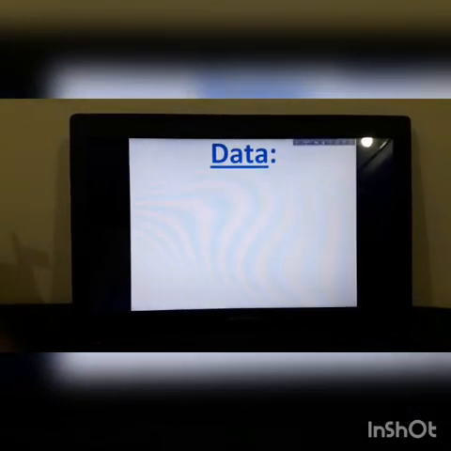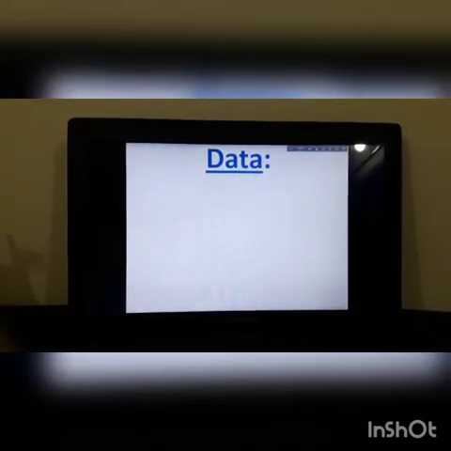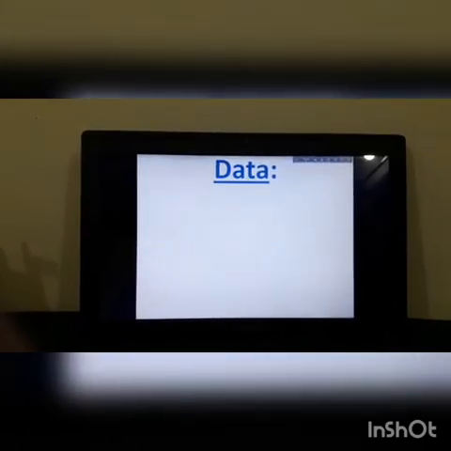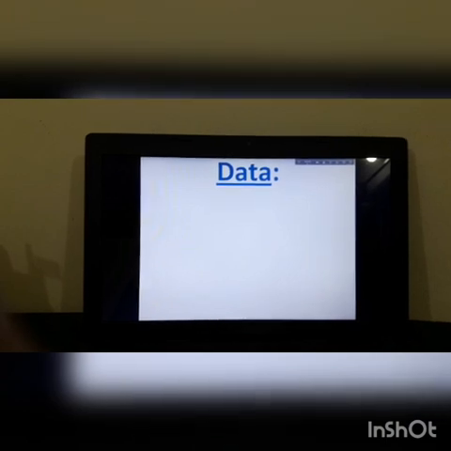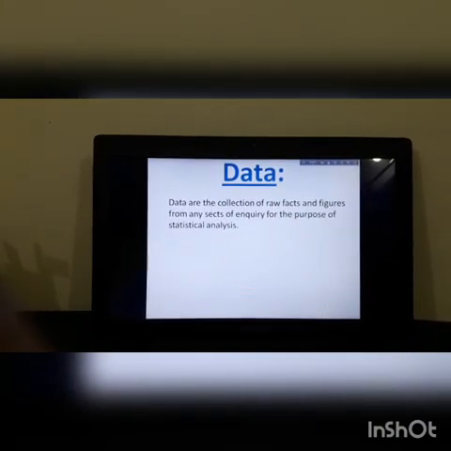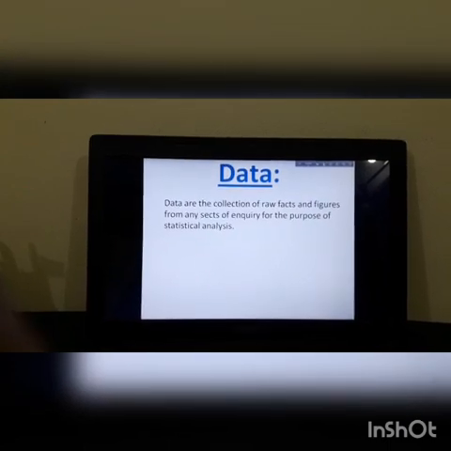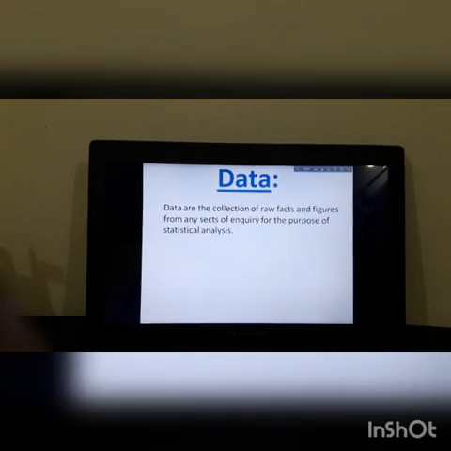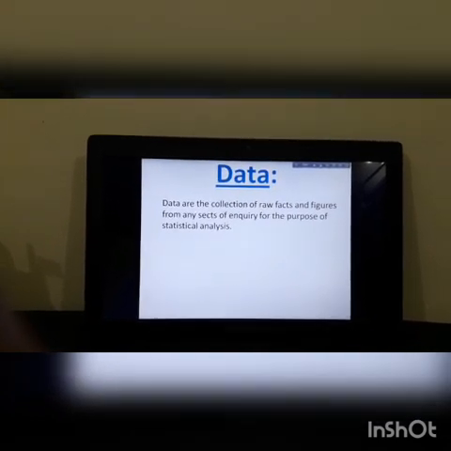Let's see what is data. Actually, the subject is statistics. It's a branch of applied mathematics, and in research statistics is highly used. So data are the raw materials of statistics. Firstly, it's a plural form of datum. The singular form is datum and the plural form is data. So data are the raw materials of statistics.